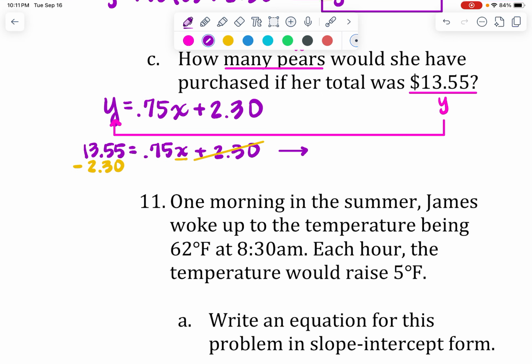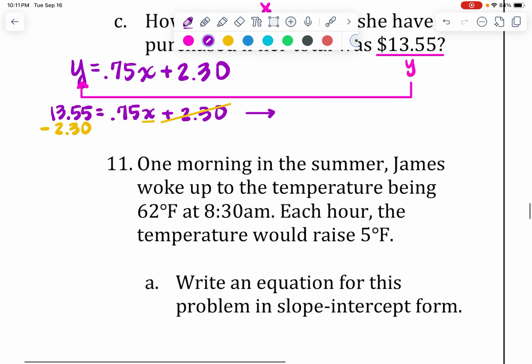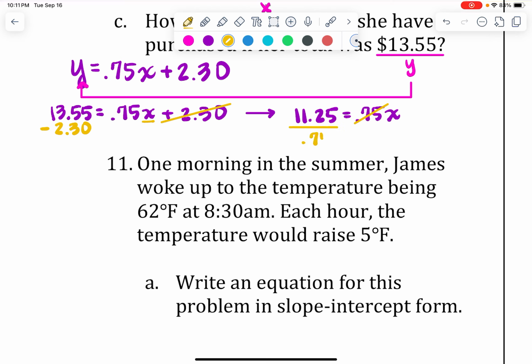Sorry, I ran out of room, so I'm going to kind of mosey on over here if that's okay with everybody. So $13.55 minus $2.30, that's going to give us $11.25 equals 0.75x. So then all we need to do is get rid of that 0.75 multiplier by dividing the other side, and that's going to give us 15 pairs. Again, label your answer. Story problems should always have labels.